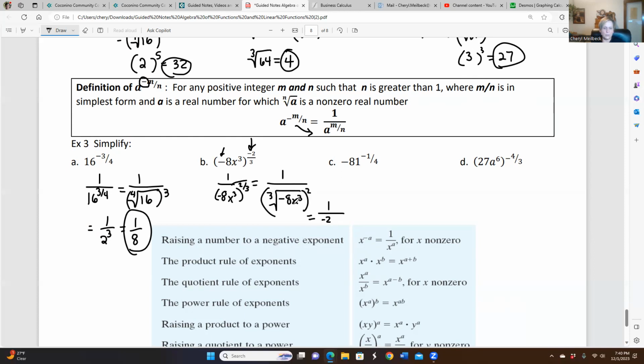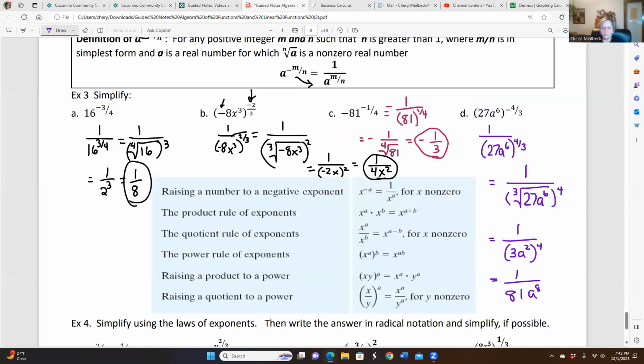And the cubed root of x cubed is just x. Now that will be squared. So we'll wind up with 1 over a positive 4x squared. Try these last two. Let's see what you get. Pause the video and we'll check.